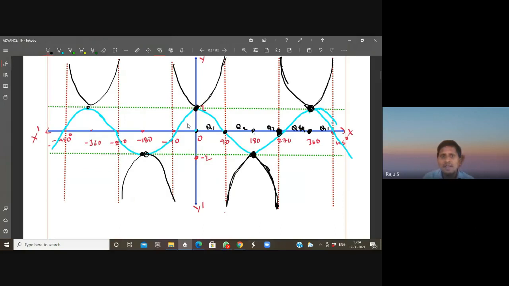Clear? Like that. Even on the negative side, why have I taken it upward, above the x-axis, from 0 to -90? Can anyone tell that?